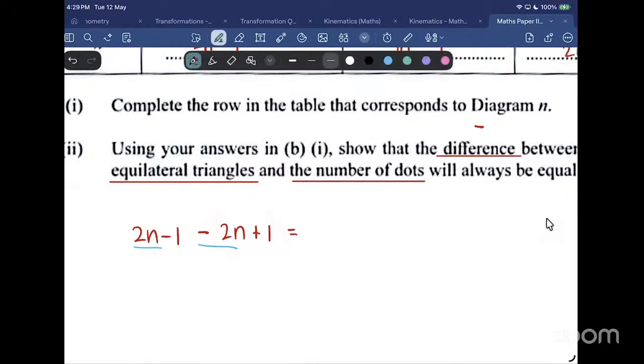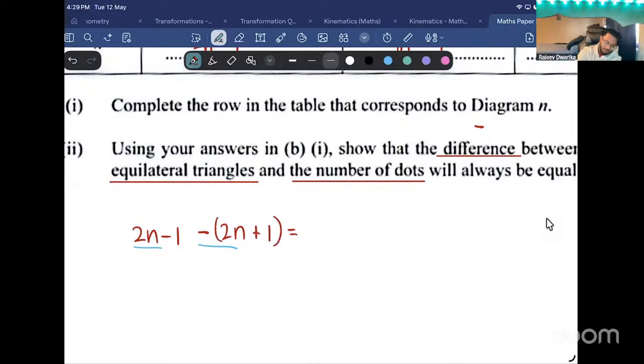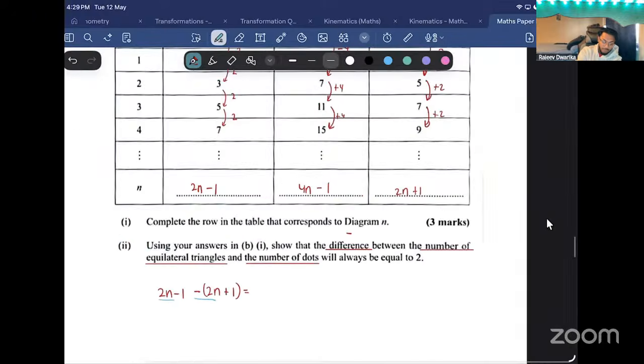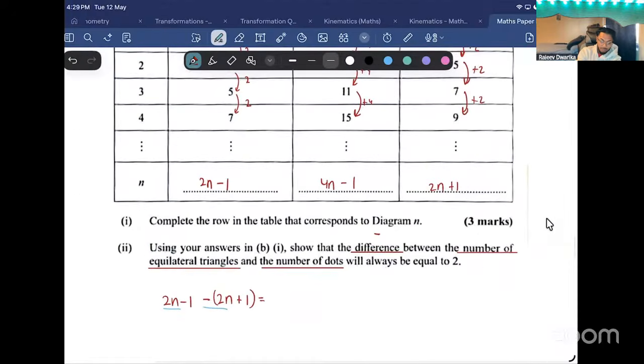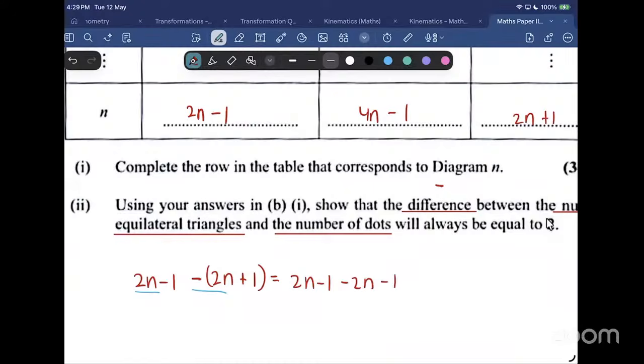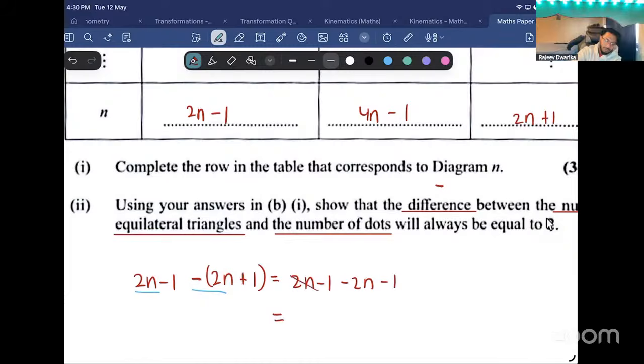Brackets. You had to put brackets. Where are your brackets, guys? So the difference between the number of equilateral triangles and the number of dots is always equal to 2. So when you expand the brackets, that's going to be minus 2n, and minus by 1 is minus 1. So you notice that the 2n and the minus 2n cancel off, and that leaves you with minus 2. That's proof. It will always be equal to 2.